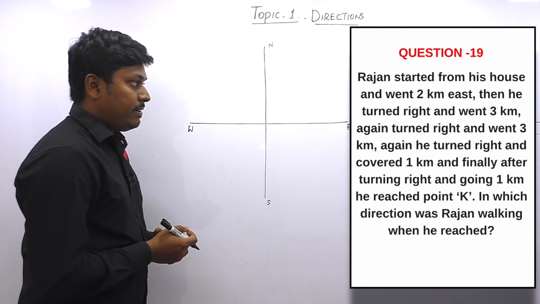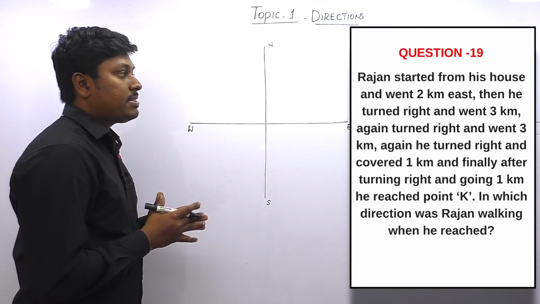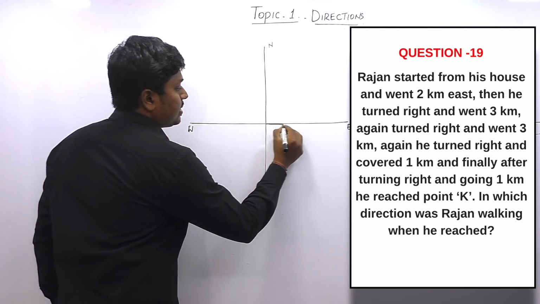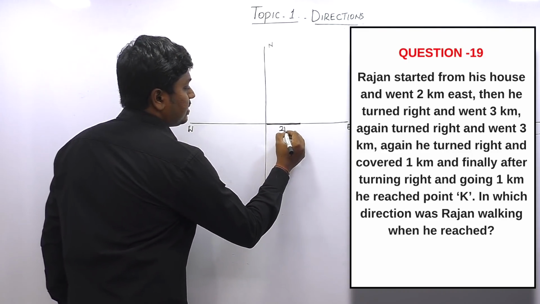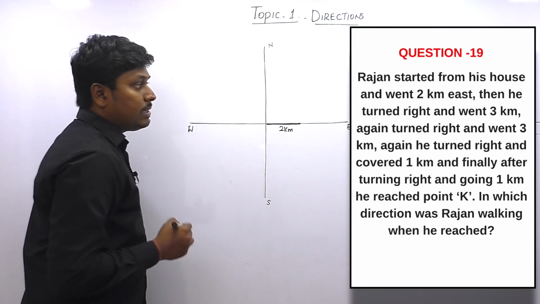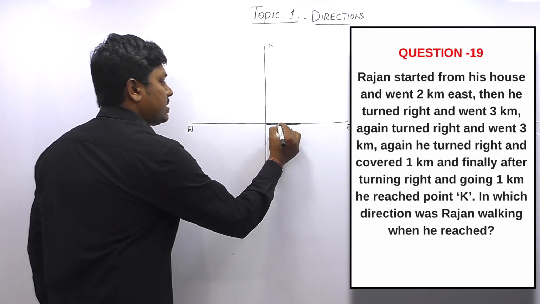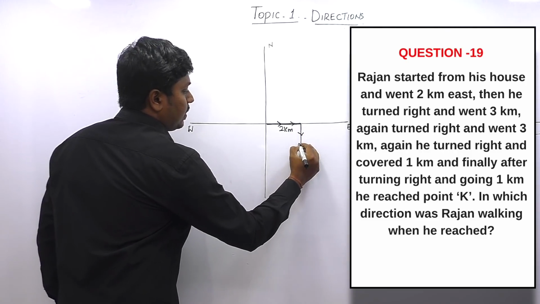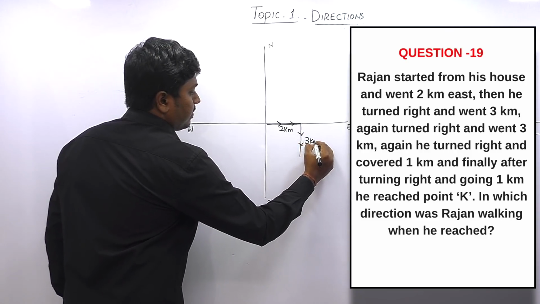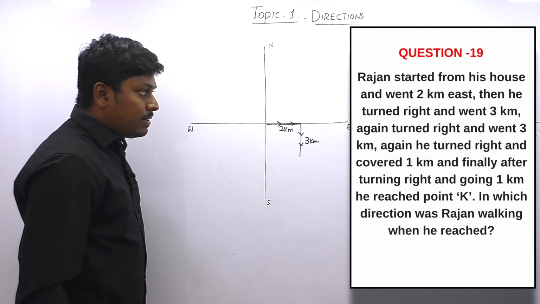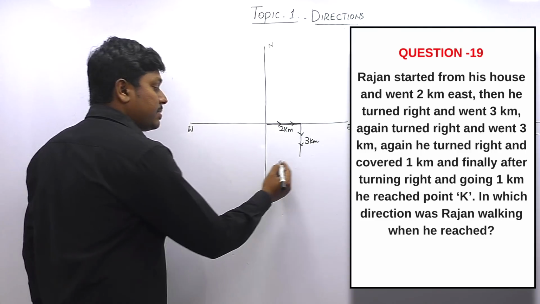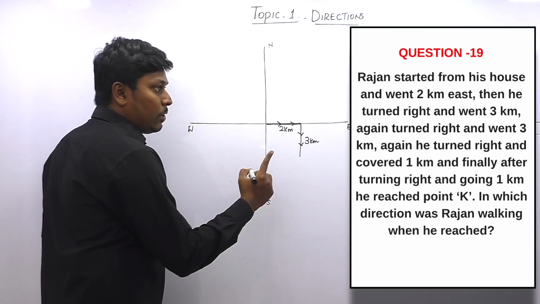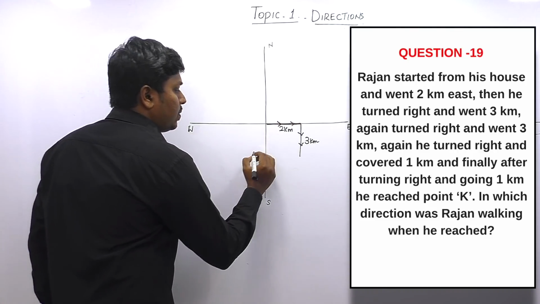Question number 19. Rajan started from his house and went 2 kilometers east. So from the starting point, Rajan is walking 2 kilometers towards east. Turned right and went 3 kilometers. So from here, Rajan is taking a right turn and he is walking 3 kilometers. Again turned right and went 3 kilometers. From this point Rajan is again taking a right turn and he is walking 3 kilometers. So remember that this is only 2 kilometers.